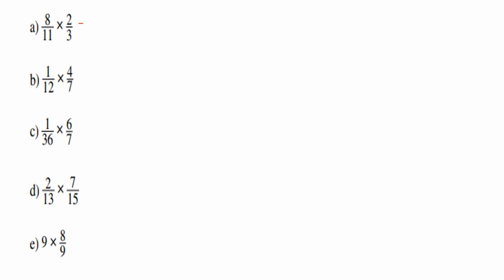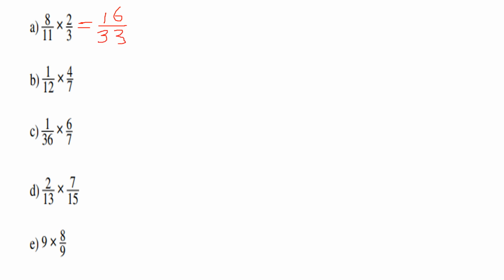Okay, so we're going to start with question number 1, part A. I've got 8/11 times 2/3. Now when I multiply fractions, all I do is times the top numbers together and times the bottom numbers together. So I do 8 times 2, which is 16, and then 11 times 3, which is 33.